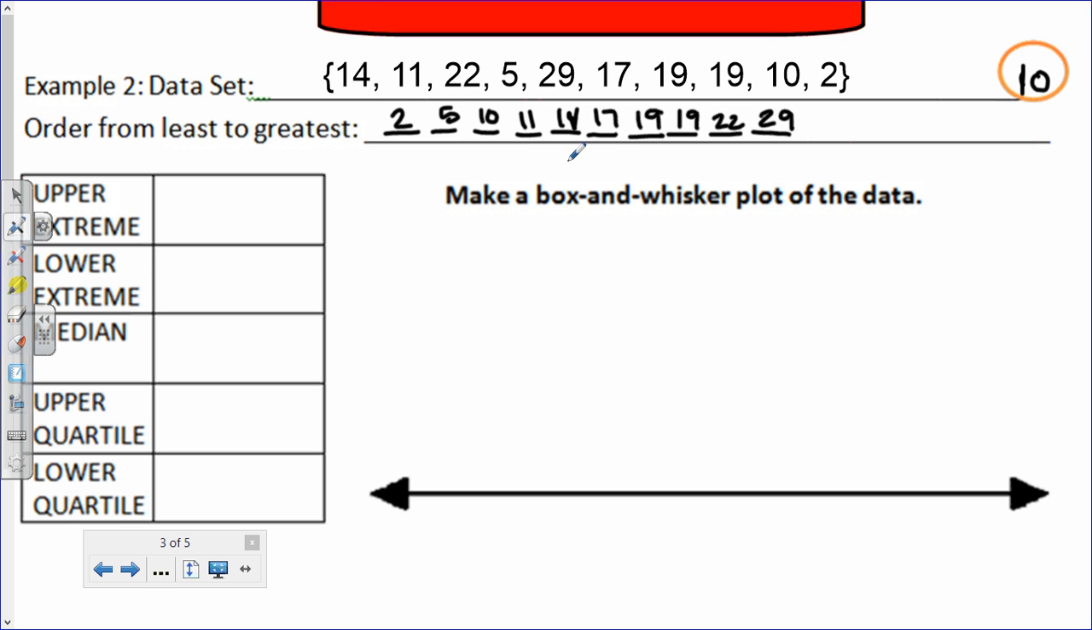So with 10, 10's an even number. I know I'm going to have two numbers smack in the middle. 1, 2, 3, 4, 5, 6. So I have these two numbers, 4 to the left, 4 to the right. So I have 14 and 17. So I'm going to do some side work.